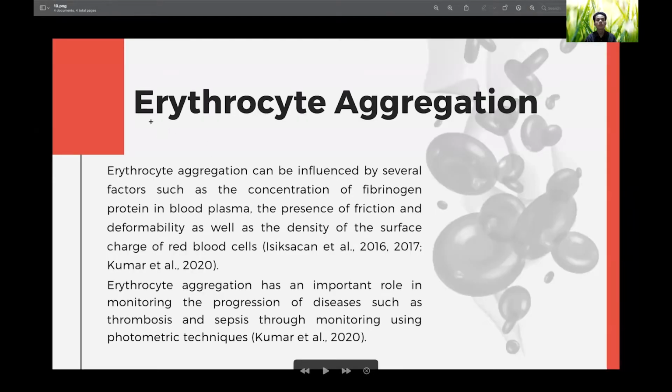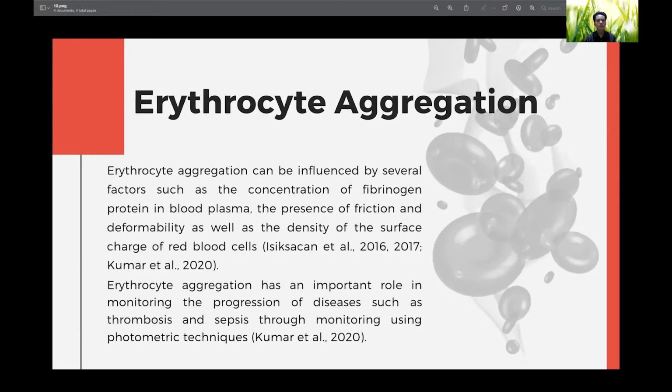In this presentation, I will cover chapter 2.3, factors affecting ESR, especially number 1 and number 2. So, number 1 is erythrocyte aggregation. Erythrocyte aggregation can be influenced by several factors such as the concentration of fibrinogen in blood plasma, the presence of friction and deformability, as well as the density of the surface charge of red blood cells.